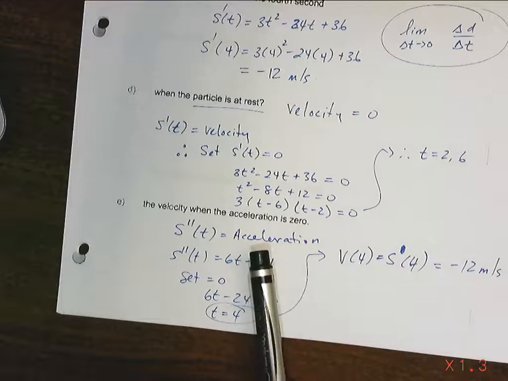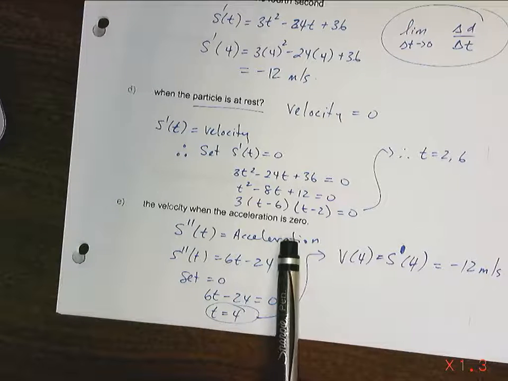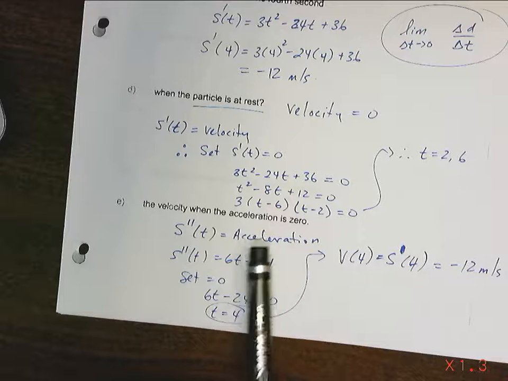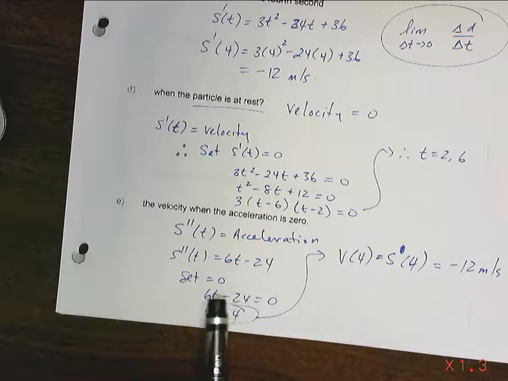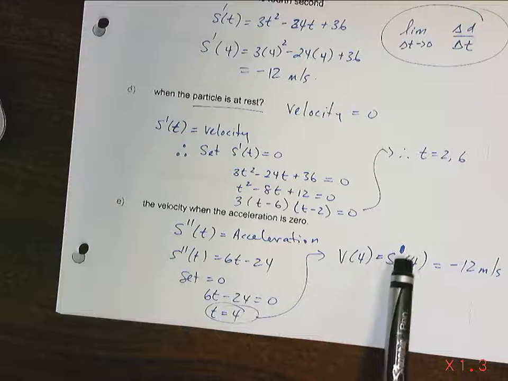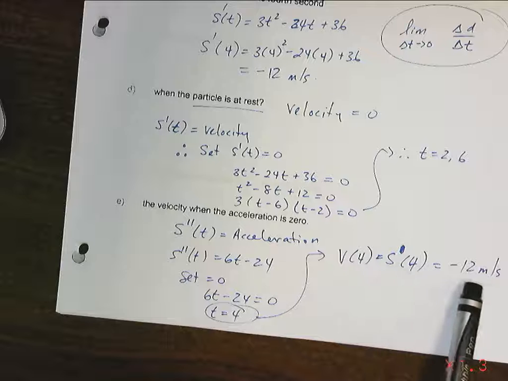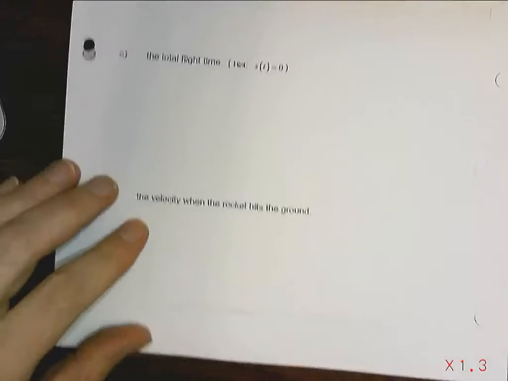And finally, the velocity when the acceleration is 0. Well, the second derivative of the displacement is acceleration, or it could be the derivative of the velocity. In either case, we're taking the second derivative here, we come up with 6t minus 24. We set that equal to 0. We come up with t equals 4. We're interested in the velocity when t equals 4, which is the first derivative of the displacement of the particle, which is going to equal negative 12 meters per second. That was example 1. Moving on to example 2.